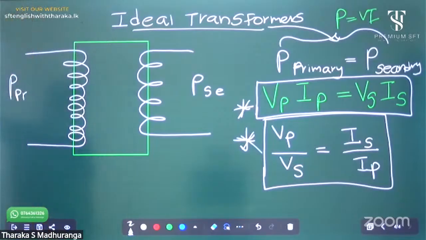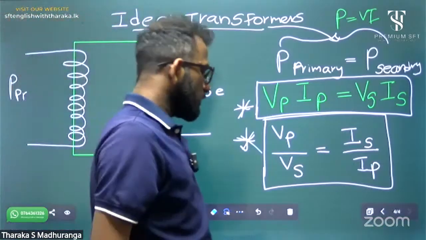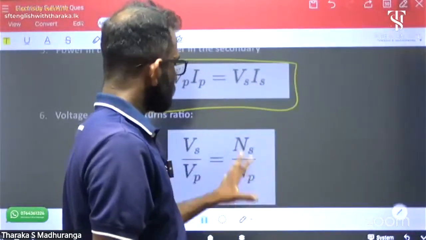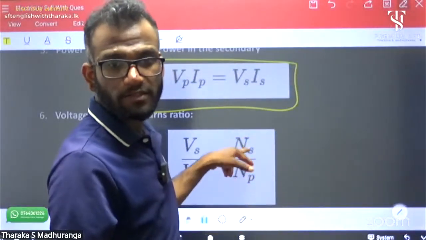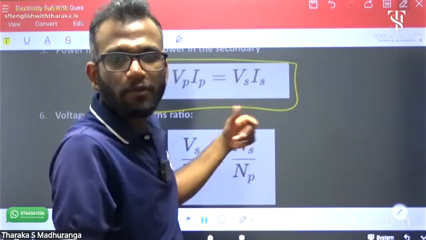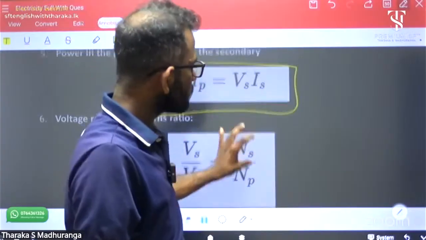Tanya? VP over VS equals IS over IP. Yeah, it's another one in the tute. This is NS. We did not use NS, right? This NS, NP means number of turns. I will explain that. That's okay.